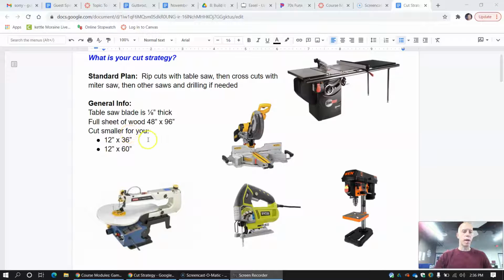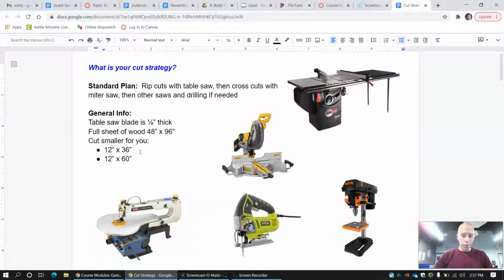What I'm going to try and do for you is have prepared 12 inch by 36 inch planks, and also 12 inch by 60 inch planks. That's my plan to have those provided for you, probably mostly 12 by 36, so you can play with those. It'd be easier for you to manage, not a huge board.